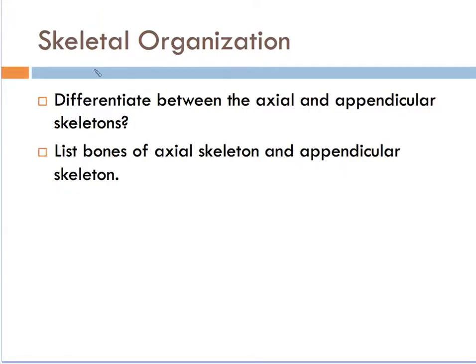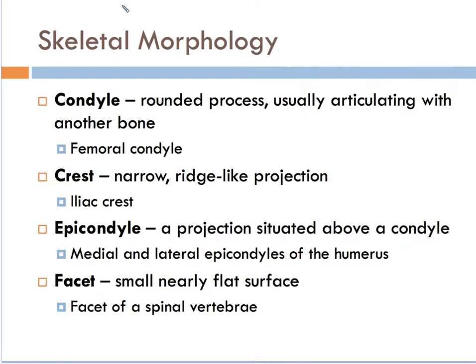So really quick, differentiate between your axial and appendicular skeletons. What's the difference between these two? And then give me a list of axial bones and appendicular bones. It doesn't need to be the entire list, but think of a couple that you can review really quick.